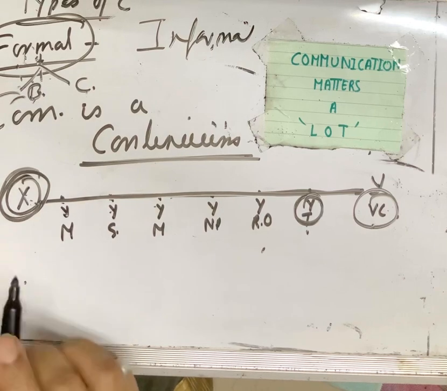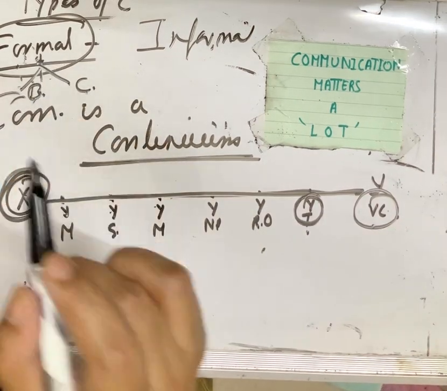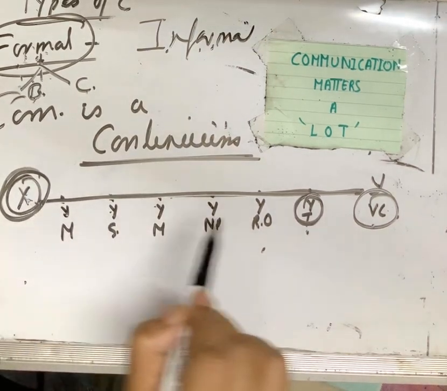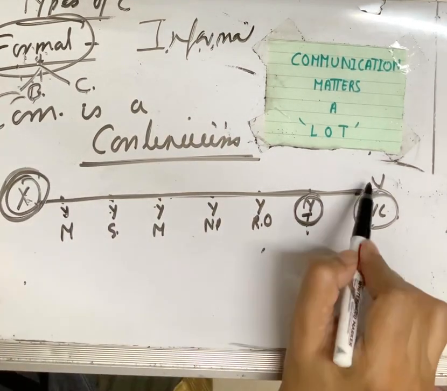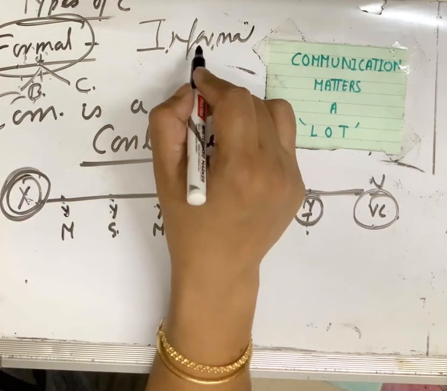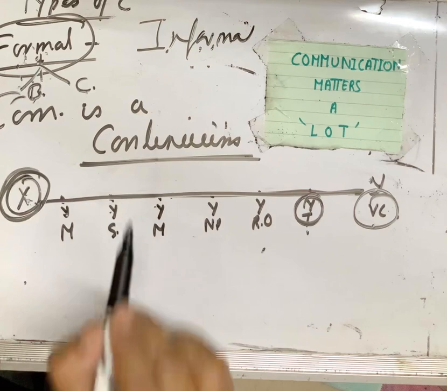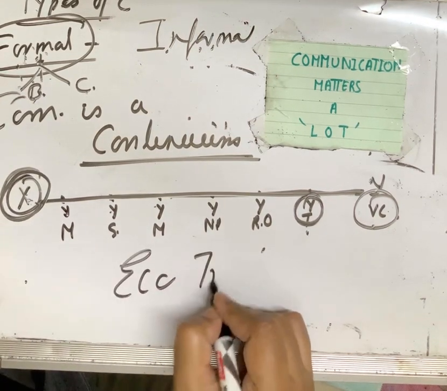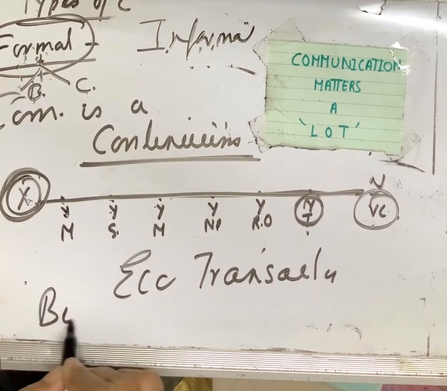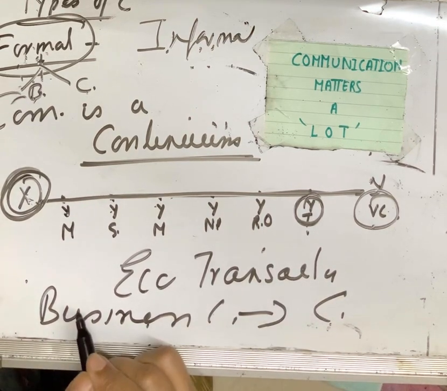So the thing that we finally discussed today was the types of communication, formal and informal, and they depend on X's relation to Y. If X's relationship to Y is not based on economic transactions, it is informal communication, as with family, friends and neighbors. But if it's based on economic transaction, then it becomes business communication. And if business becomes organized, it becomes corporate communication.